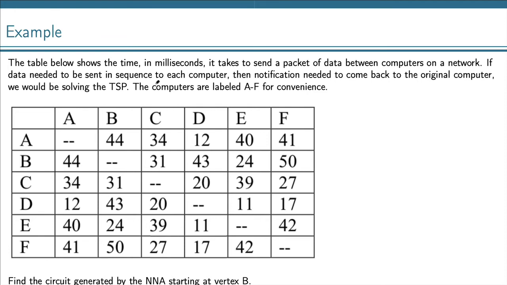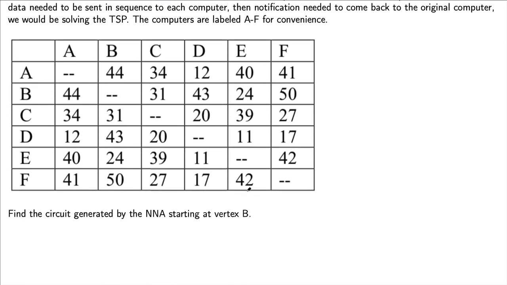If data needed to be sent in sequence to each computer and then notification needed to come back to the original computer, we would be solving the traveling salesman problem, right? Where you start at one vertex, you need to visit every other vertex, but you don't want to repeat and then come back to where you started. So we are solving the TSP here. We'd like to find the circuit generated by the nearest neighbor algorithm starting at vertex B. So we start with vertex B.